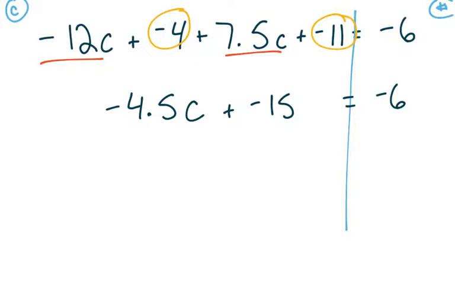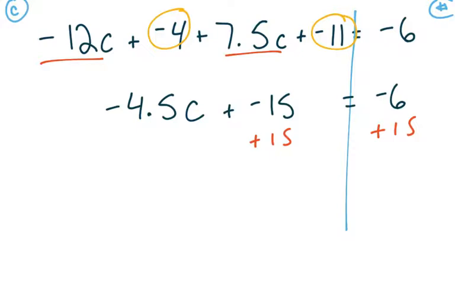But now, I'm going to go ahead and try to solve for my c. So this is my c side. I want to get c all by itself. So I'm going to get rid of all these numbers. I'm going to start by getting rid of a minus 15 or a negative 15. I'm going to do that by adding 15 because that's the opposite or the inverse operation.